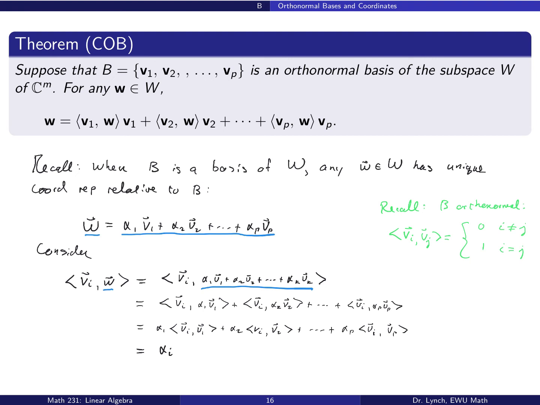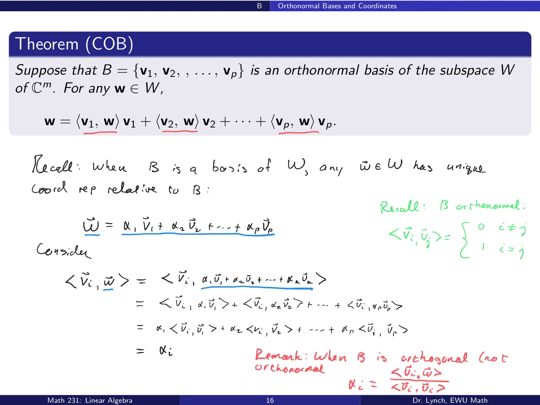So this whole linear combination, or this whole sum, I guess, of alphas reduces to the ith alpha, which is just equal to the inner product of vi with w. Okay, so we see therefore that alpha 1 is v1 with w, alpha 2 is v2 with w, all the way out to alpha p, which is vp with w, and that's the end of the proof.